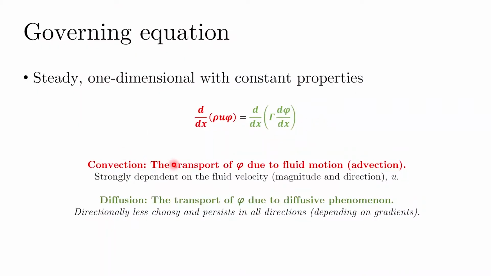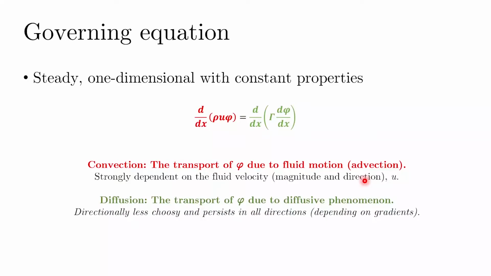So just a heads up for that. Because this transport of phi is due to the fluid motion, the convection is a very strongly dependent property on the fluid velocity, and when we say velocity, we are talking about both the magnitude and direction. So if the fluid velocity is going this way, then the convective transport would also be this way and vice versa.